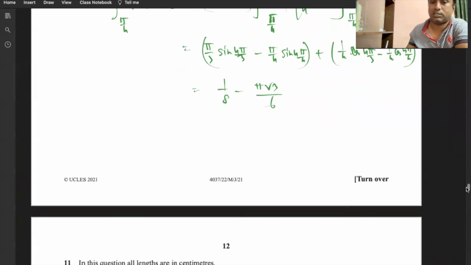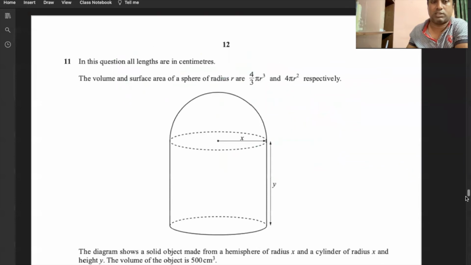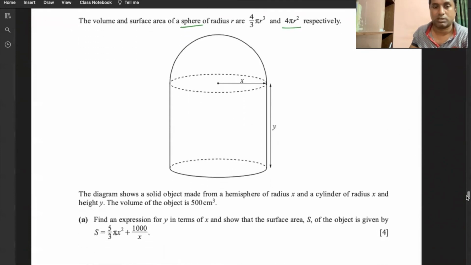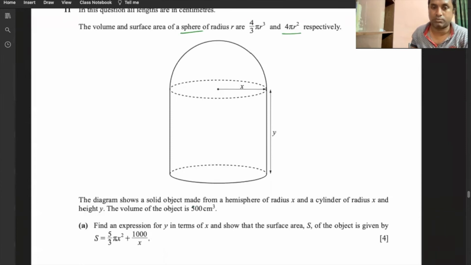Next thing, this one. In this question, all lengths are in centimeters. The volume and surface area of the sphere are 4 by 3 pi r cube and 4 pi r square respectively. Sphere, and the surface area of a sphere. The diagram shows a solid object. Volume of the object is given.